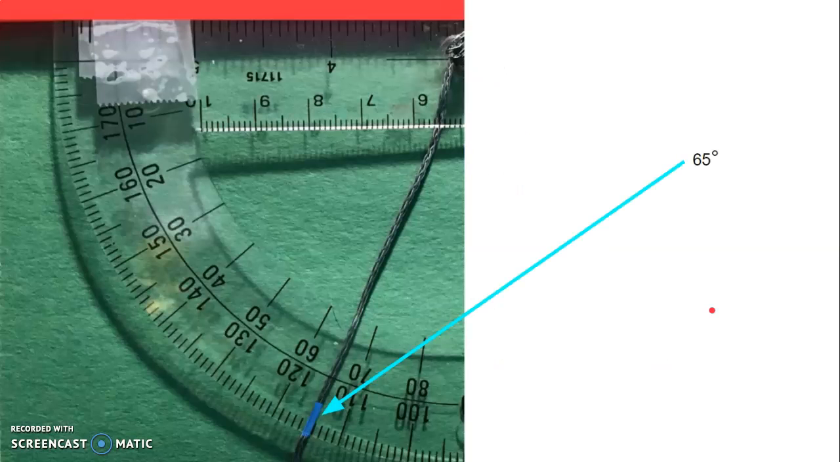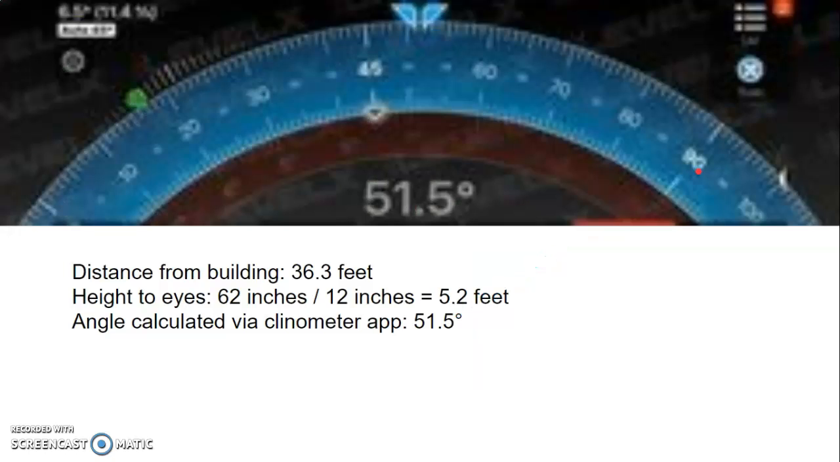So this was done with our homemade clinometer. When we looked up at the roof, we got an angle of 65 degrees. Now we're going to use an app that I found for Android and Apple. It is an angle and clinometer app, and we're going to test the angle at which we looked up, and we're going to get a close to exact measurement.